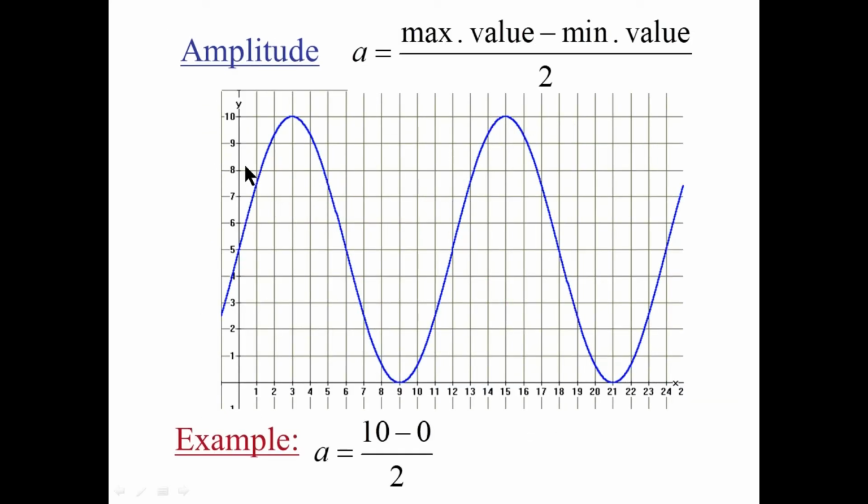Here we go again. The amplitude of this curve will be the max, which is 10, minus the min, which is the y value here at 0, over 2. So the amplitude is 10 minus 0 over 2. The amplitude is 5. There's the axis, and there's the amplitude.